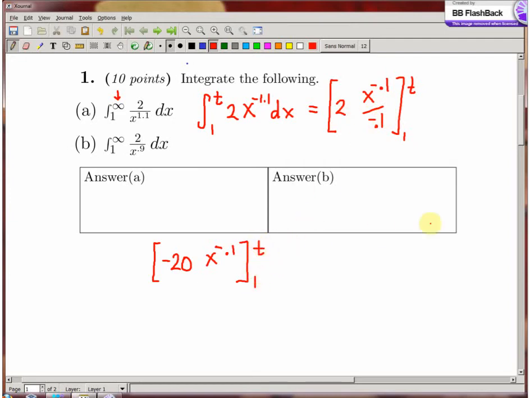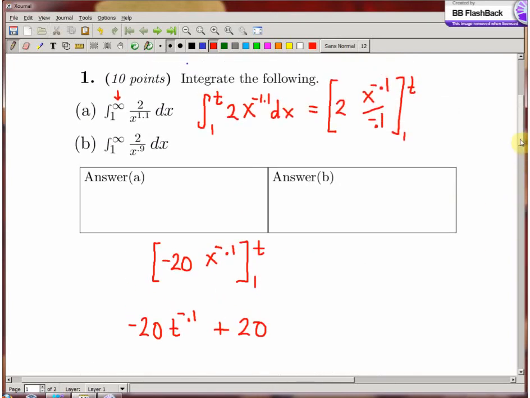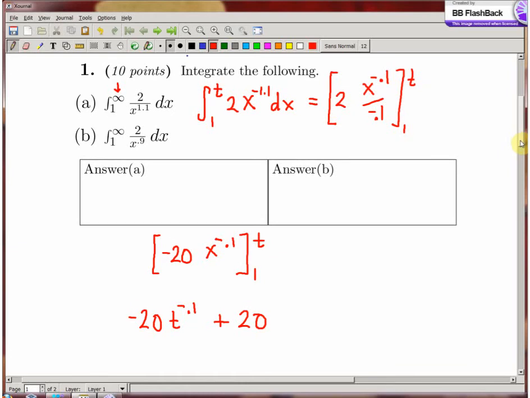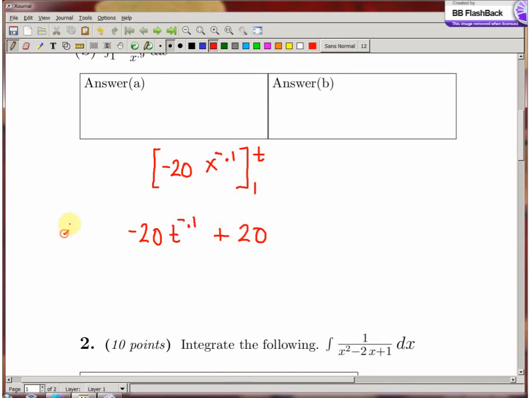And let me put the limits here, and I will plug t in to x. So when I do that, I get minus 20, and I get t to the minus 0.1. And now I have to do subtraction, but I subtract a negative, so it becomes plus. And I plug 1 in for x, and that just gives me 20. So t, quote unquote, was infinity, right? So how do we deal with that? The way we deal with that is, now that we have everything worked out for t, we take the limit of this as t goes to infinity. So that kind of makes t infinity again.